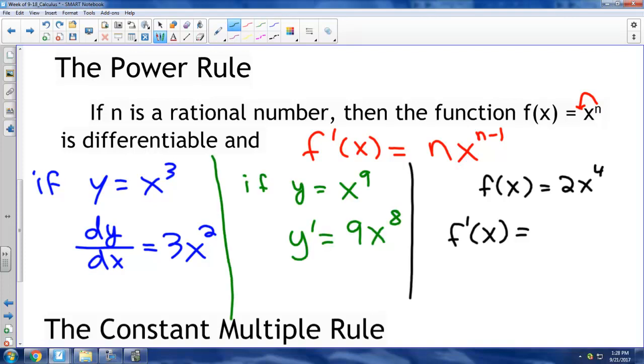In this example, we've got f of x equals 2x to the fourth. So you can bring that 4 in front, but that 4 is going to multiply by the 2. So you'll wind up with 8x to the third. So same kind of principle. It's just if you have a constant there, it will multiply by that number. So the 4 comes down in front, multiplies by the 2, and you get 8x to the third.